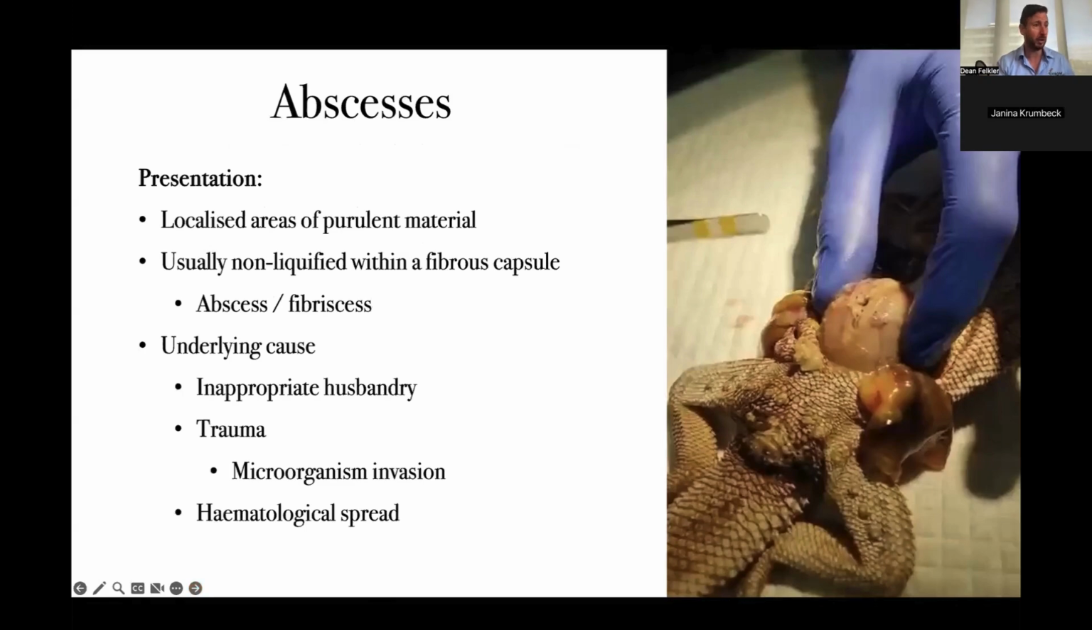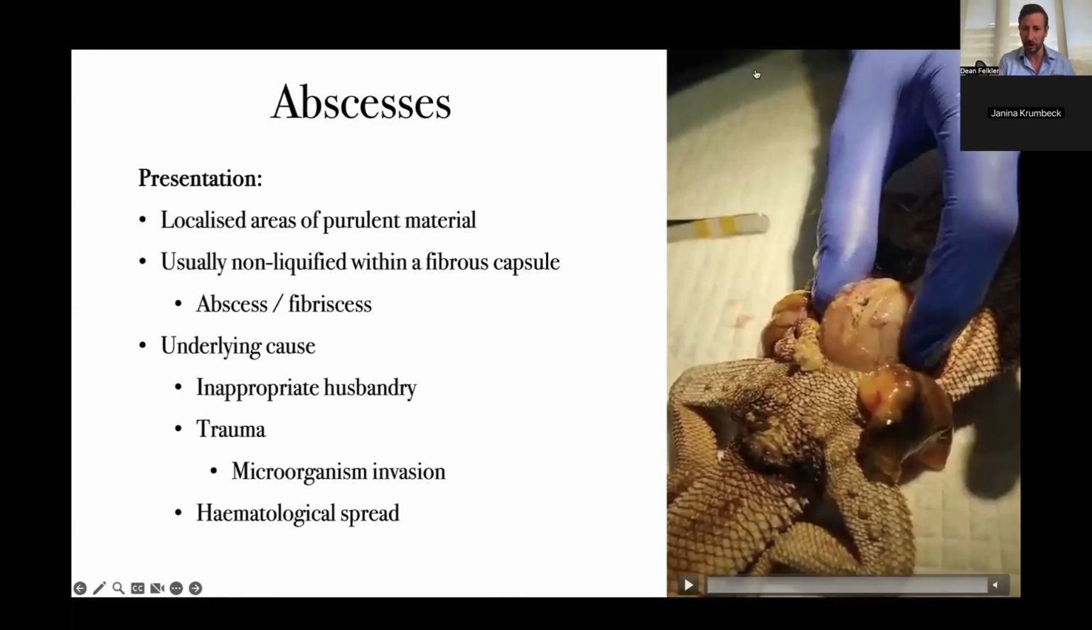So just moving on to abscesses. Just got a few slides on this. Abscesses are localized areas of infection, very different to mammalian abscesses, which are quite liquidy. I'm sure there's a better word for it, but liquidy. Abscesses in reptiles are more caseous with a thick fibrous capsule. So for that reason, we call them fibriscesses.